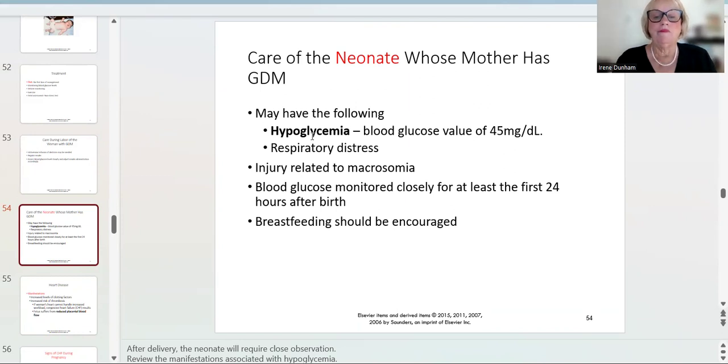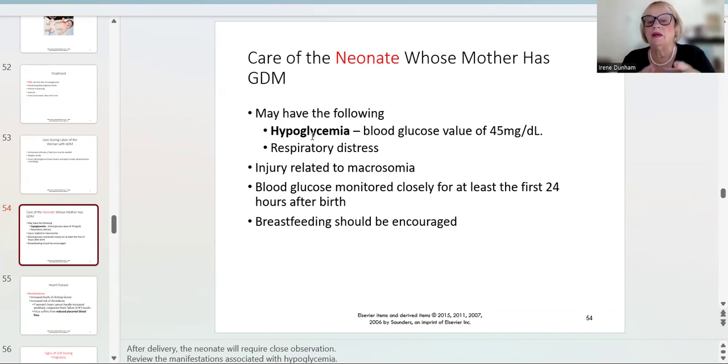Now, think about it. If I was to feed you a Snickers bar every day, all day long for 9 months, your blood sugar would be high, right? Okay. Now, I deliver you. Now the cord is cut. Now you don't get any more of your Snickers bars. What happens to your blood sugar? It dips. It goes down. So that's why these babies are prone to hypoglycemia.